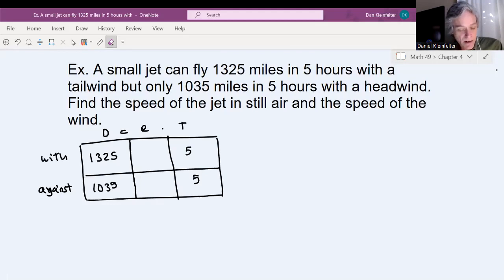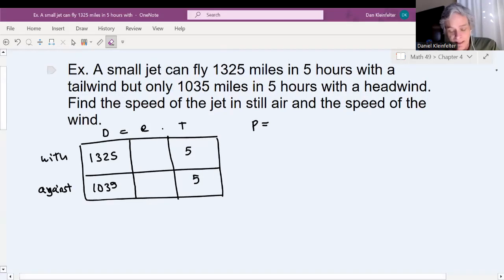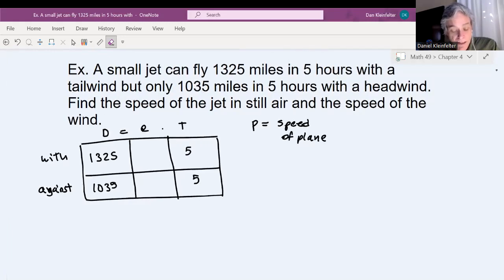Okay, so then as with the boat, we kind of have variables. I'm going to go P for the plane. I like P's instead of J's. Okay, so P for plane instead of J for jet. This will be the speed of the jet. And we'll go with W for the speed of the wind.